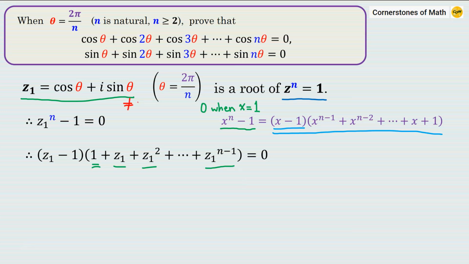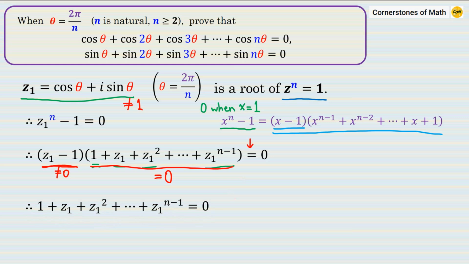Here, z1 is obviously not equal to 1, so this part cannot be 0. This means that this equality holds not because z1 minus 1 is 0, but because this part is 0. So we have 1 plus z1 squared plus so on plus z1 to the power of n minus 1 equals 0. Or since this 1 can be written as z1 to the power of n, it is more convenient to use z1 plus z1 squared plus so on plus z1 to the power of n minus 1 plus z1 to the power of n equals 0.